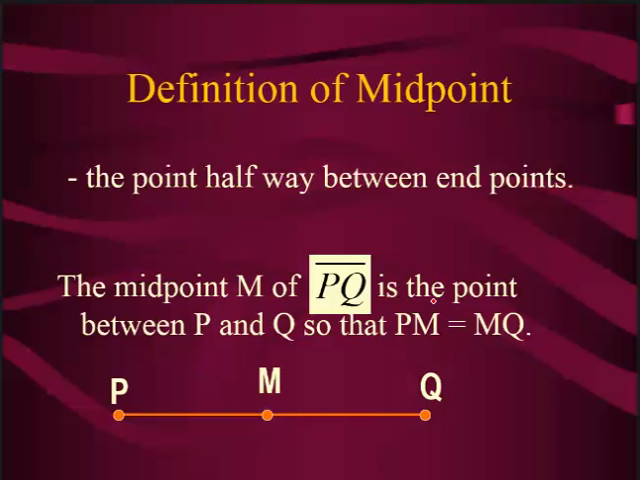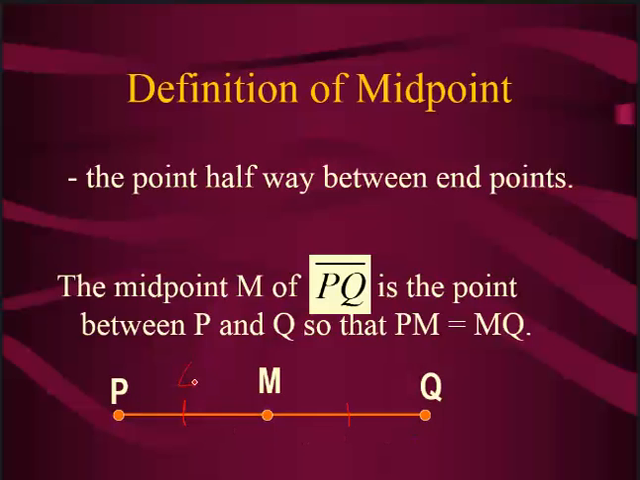Midpoint M of PQ is the point that is between P and Q, but it's right smack dab in the middle, so that the distance from P to M is equal to the distance from M to Q. So if the distances are equal, then we could put congruency marks here. And remember, when things are congruent, we can set them equal to each other. If we know that this is a midpoint, then we know that these two segments are congruent.